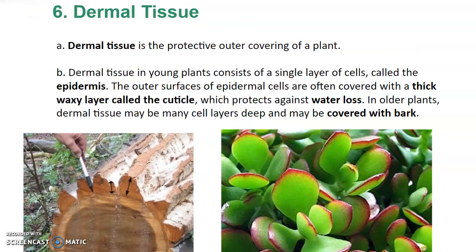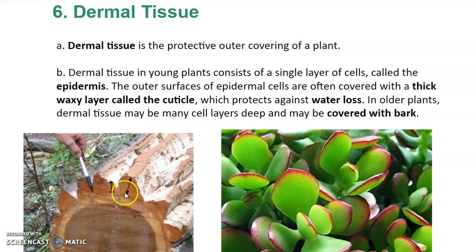So let's talk about the dermal tissue for a moment. It's the protective outer covering of a plant. And in the very outside of dermal tissue is a single layer of cells called the epidermis. We have the same thing on our bodies, this dermal tissue and epidermis. We call it our skin. So plants have it too. It just looks different. Serves some of the same functions though. Protection is the big function.